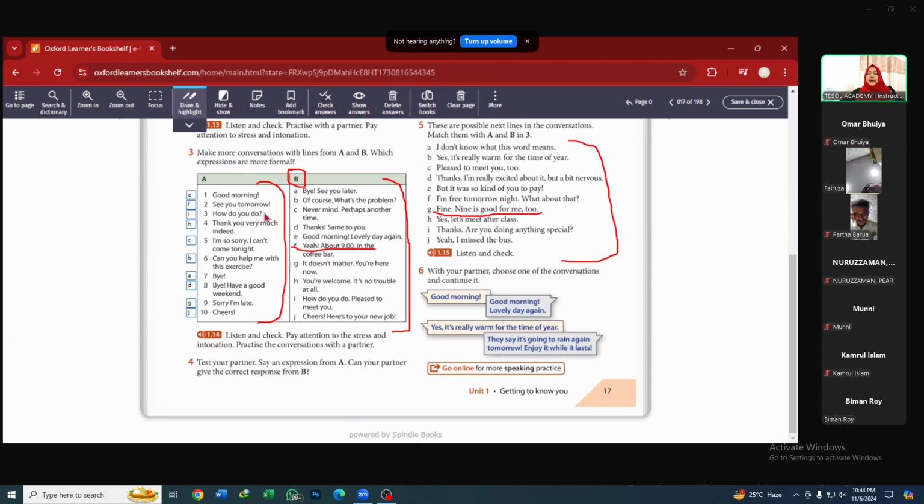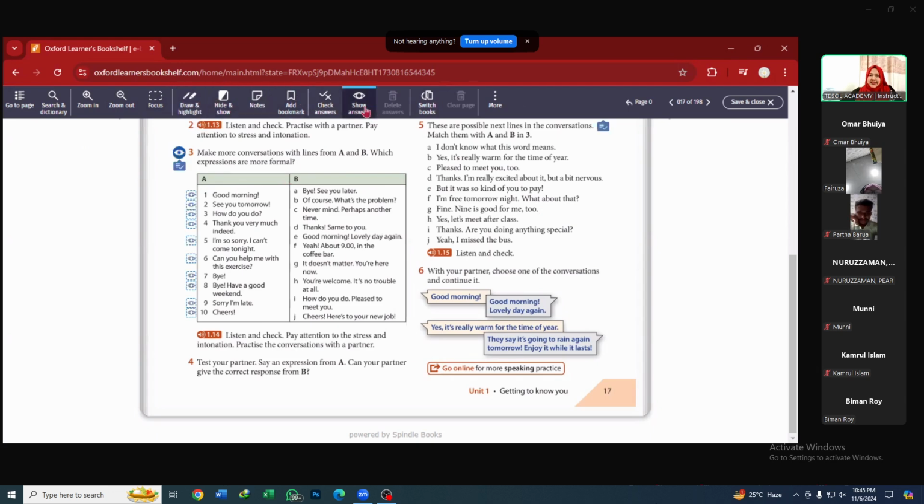How do you do? B replied, how do you do? A said, pleased to meet you. B said, pleased to meet you too. Understood? So the answer is C. Let me clear the page so that it's easier for you to understand. So the answer to number 3 is C. I'll mark it here. Okay, clear?